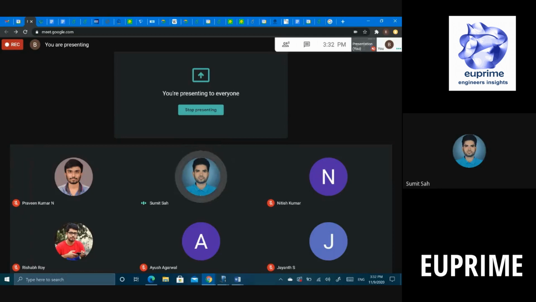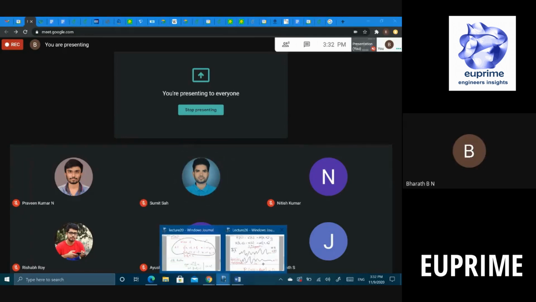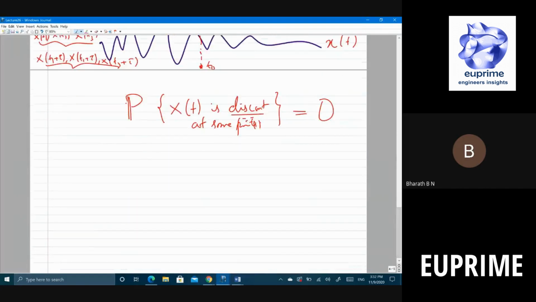Just to give you more clarity on this, I'll give an example of a Gaussian process. I'll take a very specific Gaussian process: sum of Xk sinc of 2bt minus n. In this case, this is a Gaussian process. Do you agree?